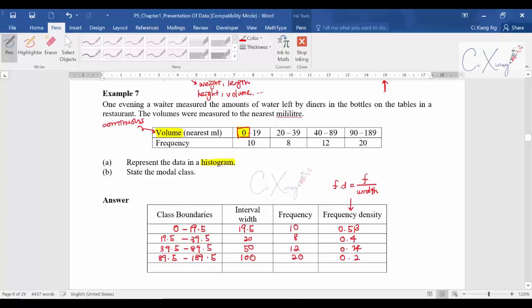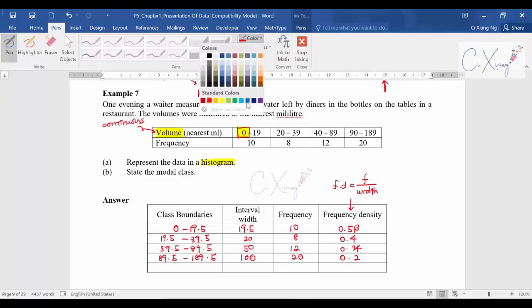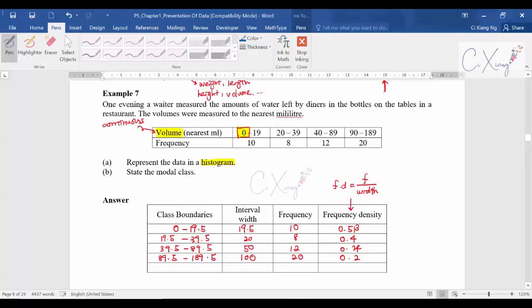Once you are done with all the data, then you can start drawing it up. Please take note that in the exam, you must show the value for the frequency density somewhere in your solution. You cannot just ask the examiner to read the frequency density value from your graph. You have to list it out clearly in your solution. Let's continue with the graph drawing part.